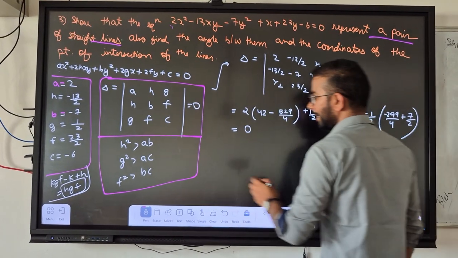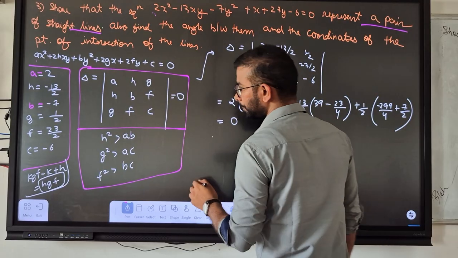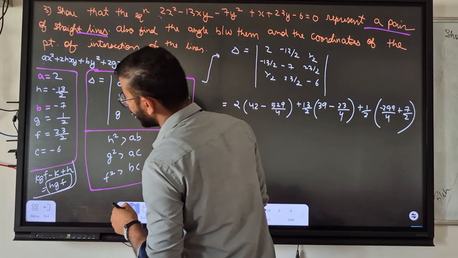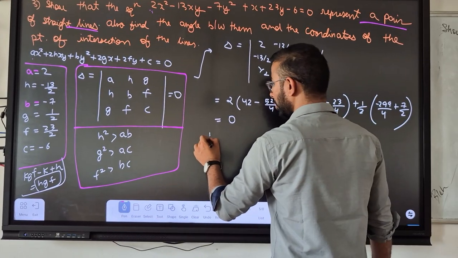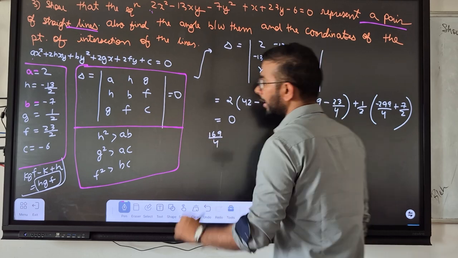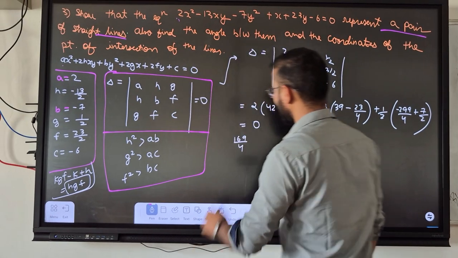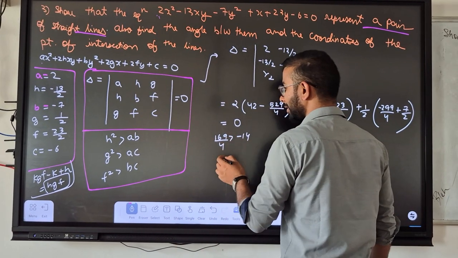Okay, so the first part is done. Let's check the next condition, h square. What is the value of h square? Minus 13 by 2 whole square, 169 by 4. A into B is minus 14. Is it greater? Yes, it makes sense.